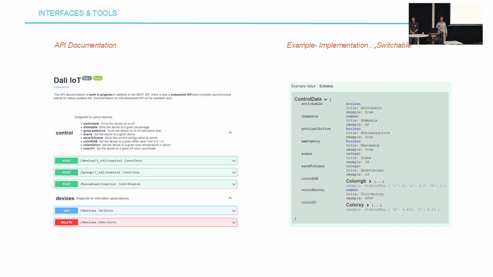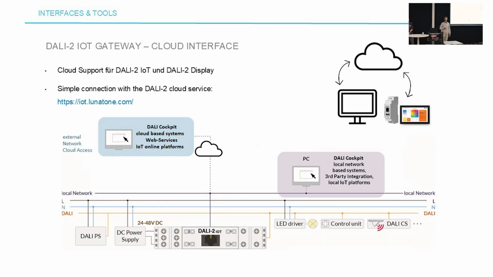There's also the possibility to use a Lunatone cloud to connect to these devices. This way you can control and monitor the DALI bus from far away. The cloud support has to be bought with the device and later on integrated. It gives you full control over the DALI bus, and this is really useful if you have a lot of sites that you have to control but can't travel to each of these.